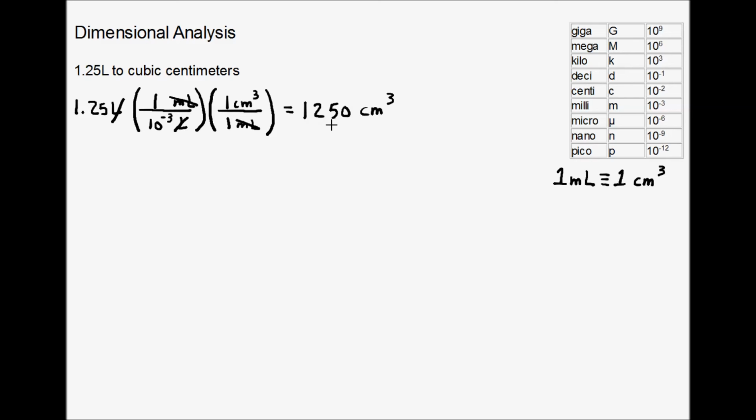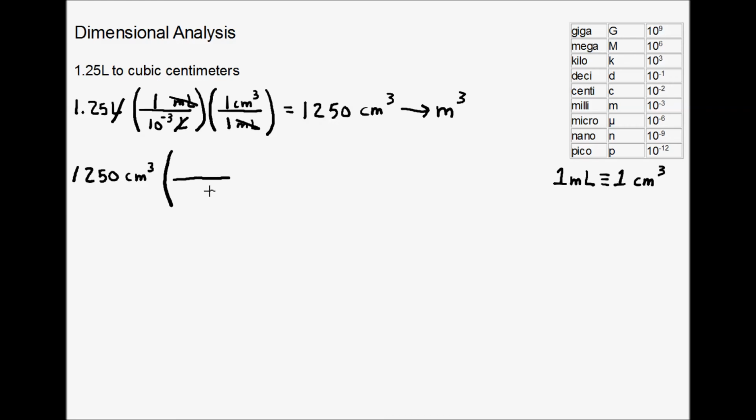Now, sometimes what you may be asked to do is take this number and convert this number now into something like cubic meters, the SI unit of volume. So how do I do that from here? Well, it's actually a straightforward procedure. Starting off with that number, 1250 cubic centimeters, I can, okay, how do I know? What do I know to cancel?